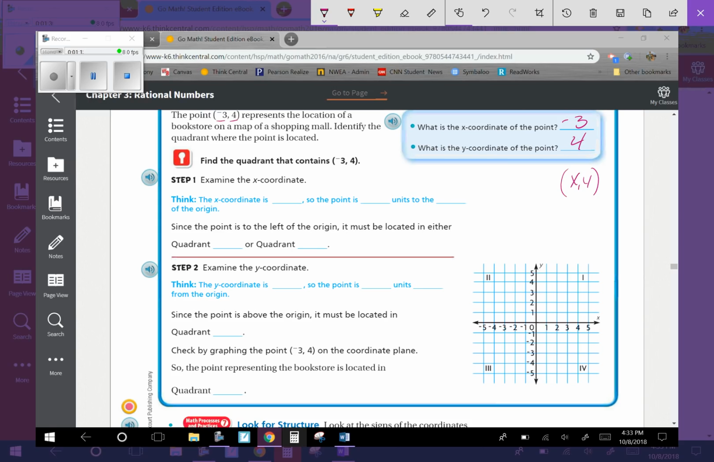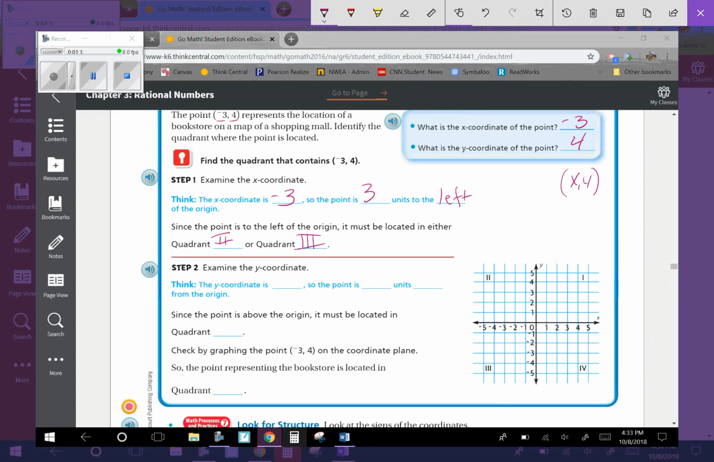So find the quadrant that contains -3, 4. So first we're going to examine the coordinates. The x-coordinate is -3. So the point is 3 units to the left of the origin. Since the point is to the left of the origin, it must be located in either quadrant. If we look up at the top again, to the left means that it's going to either be quadrant 2 or 3, which is written as II or III.